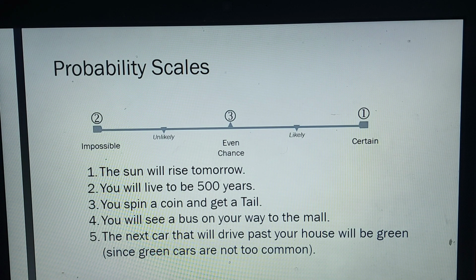What is the probability that you will see a bus on your way to the mall? That's very likely that you see a bus on your way to the mall. And the last one says, what is the probability that the next car that will drive past your house will be green? That's unlikely because green cars are not too common.